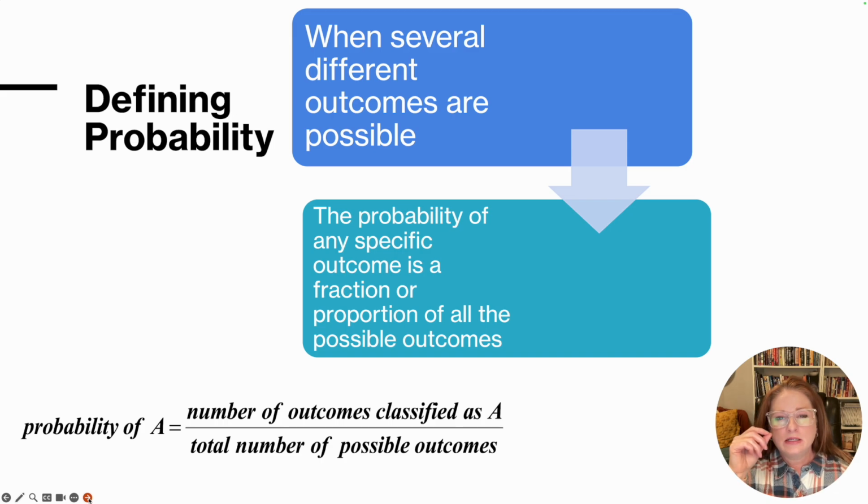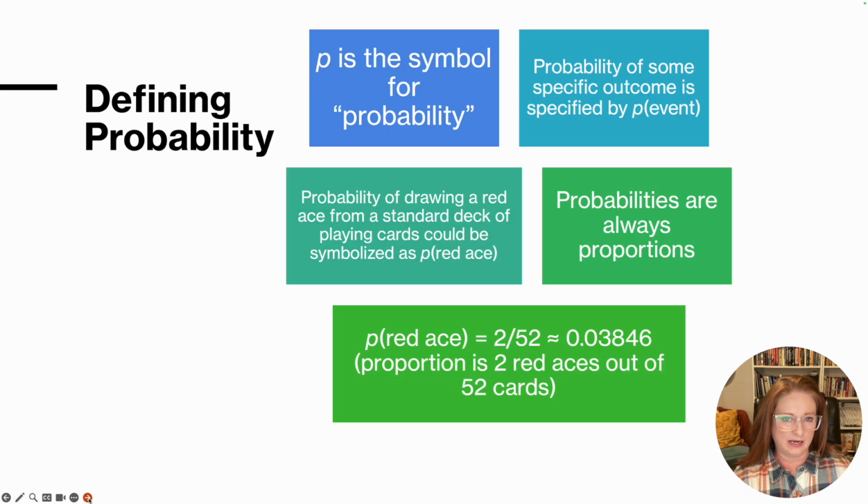Okay, so when several different outcomes are possible, the probability of any specific outcome is a fraction, proportion, decimal, probability. Just a little bit of all the possible outcomes. Okay, and that's what we're going to be talking about today. So we used that little sigma, the little circle with a curlicue on top, as our symbol for standard deviation. And df, so the slanty d and the slanty f, for degrees of freedom.